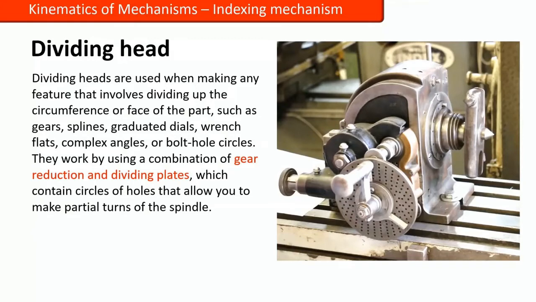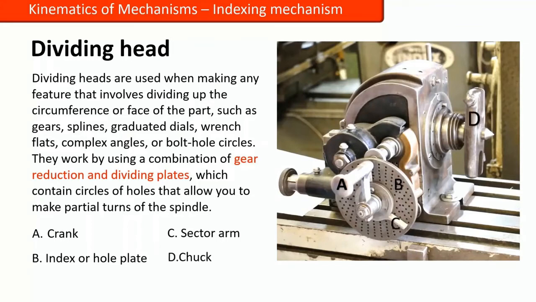In a dividing head we have gear reduction and dividing plates mechanism. Here you can see many parts in a dividing head. The main parts are A. Crank, B. Index or hole plate, C. Sector arm, D. Chuck. And this dividing head is at the position of the head in the milling machine, and this is the tool which we use to divide the circumference of the job or the workpiece into the number of required equal parts.